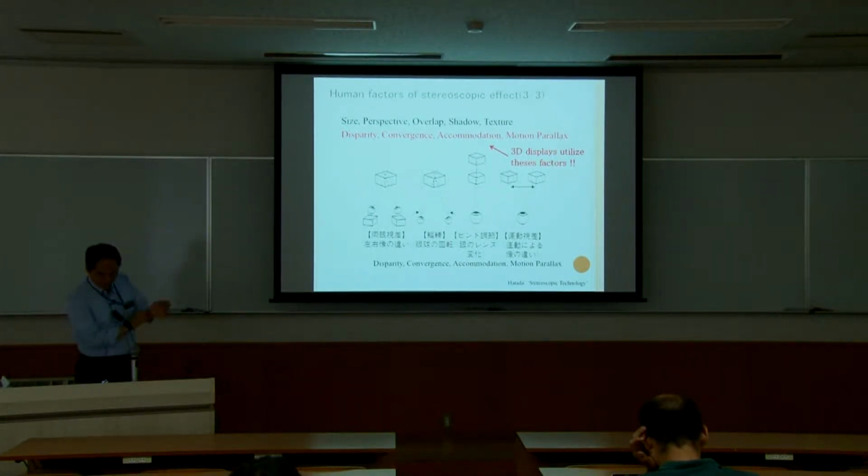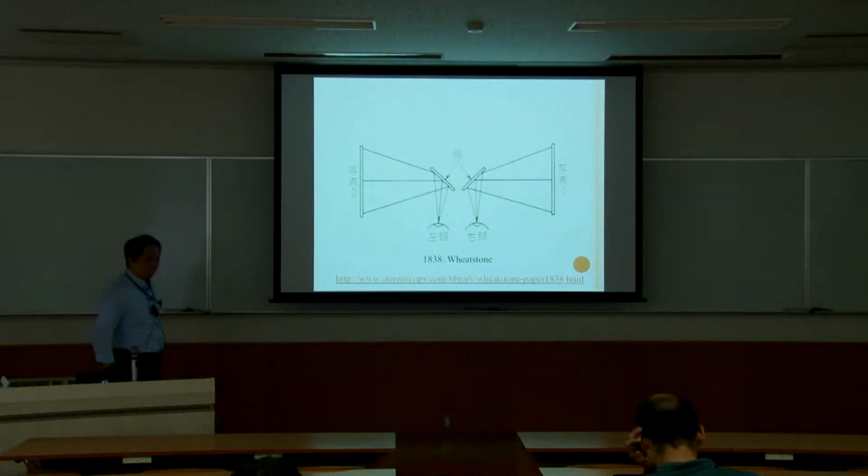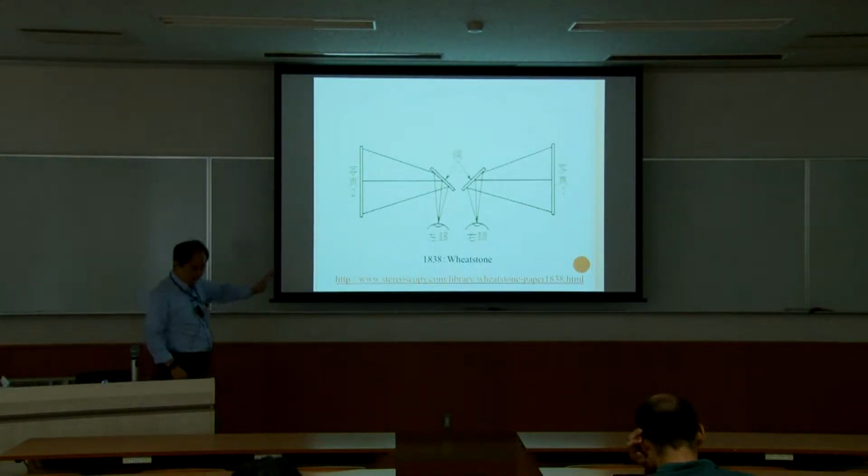So now I'd like to go into the detail of 3D displays, and we can now see many kinds of 3D displays in the market. So what is the origin of the 3D display? Do you know that? This is the very first one, in 1838. This is called the Wheatstone stereoscopic image. The left eye sees the left picture, the right eye sees the right picture, and we can feel the stereoscopic effect. This is the very first 3D display, 1838.